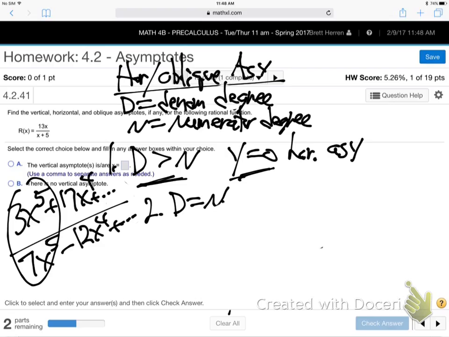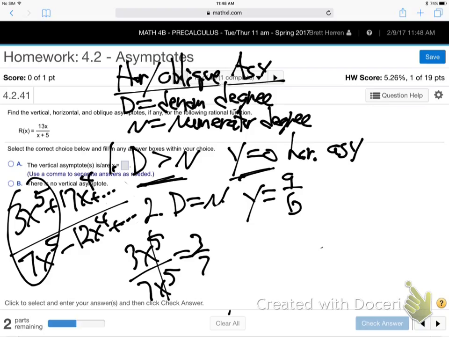Okay, so it's going to basically be 3x to the 5th over 7x to the 5th, and those cancel. It's going to be a over b, or 3/7, where a and b are the coefficients in front of the biggest powers, right? Does that make sense? So in this case, y equals 3/7.